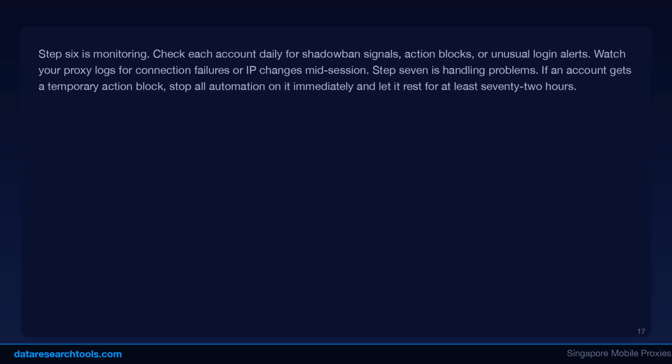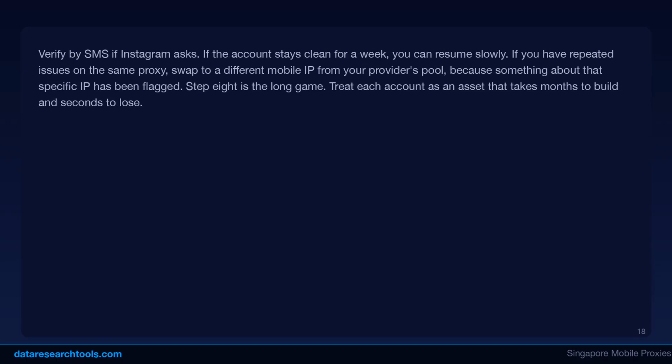Step 5 is automation cadence. If you are using third-party tools to automate engagement, set conservative limits. Instagram's publish limits are not the actual safe limits. Aim for 50 to 100 engagements per day per account. Spread across the day with natural pauses.